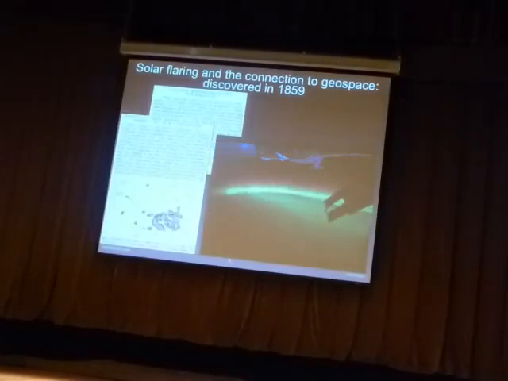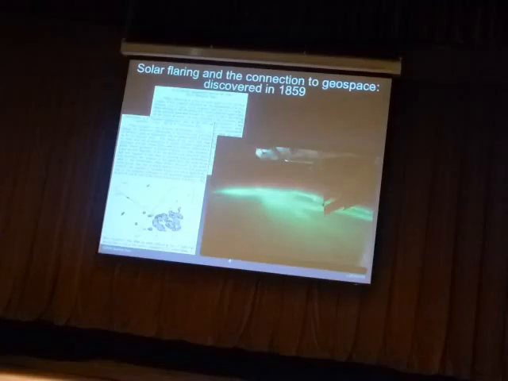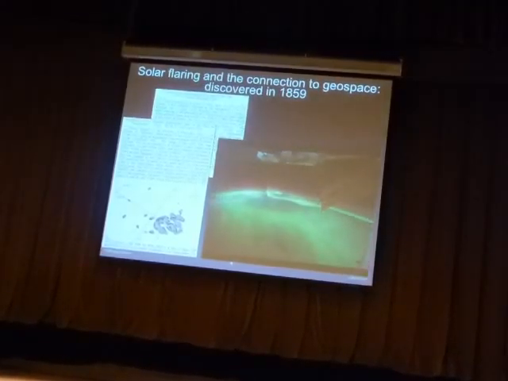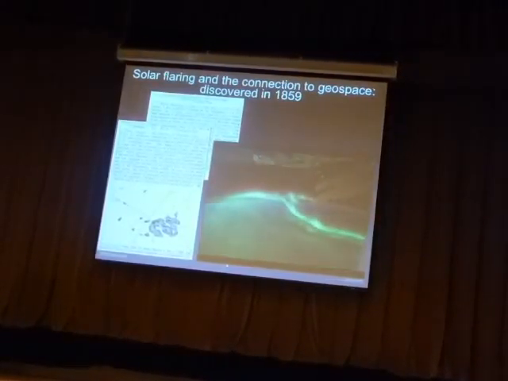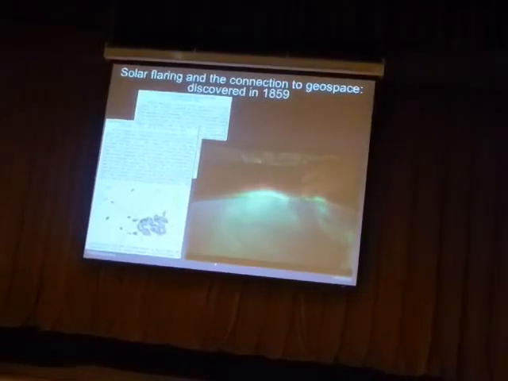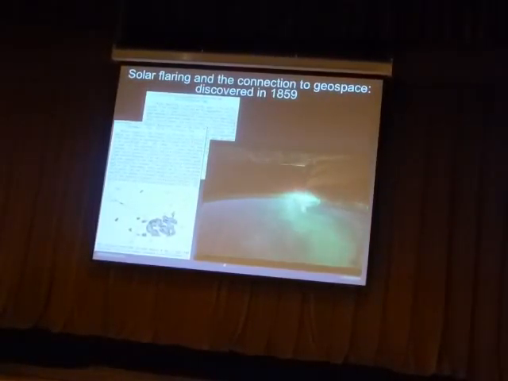Space weather was essentially discovered for the first time in 1859 when Richard Carrington and Richard Hodgson were independently looking at something, and they saw something that nobody had ever seen before, which was the signature of a flare on the sun and the subsequent geomagnetic disturbance.